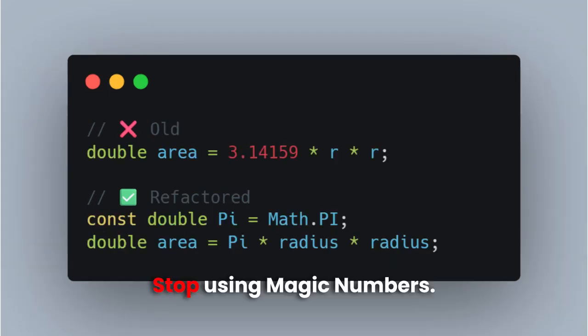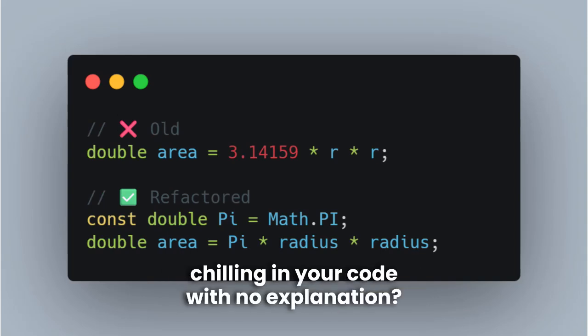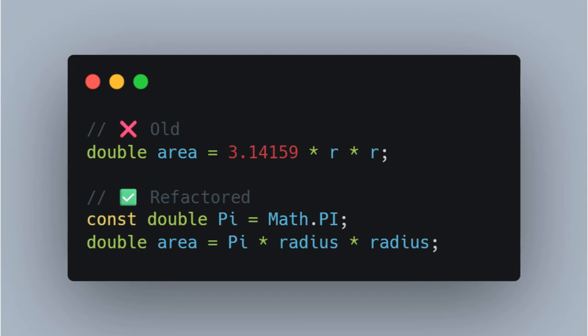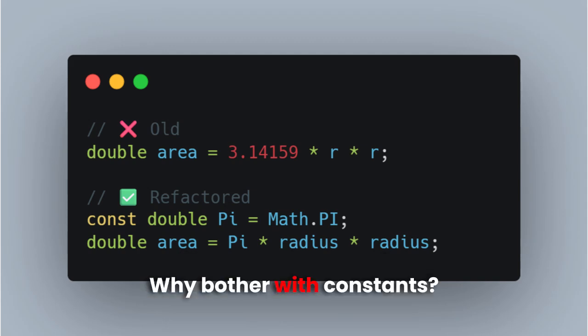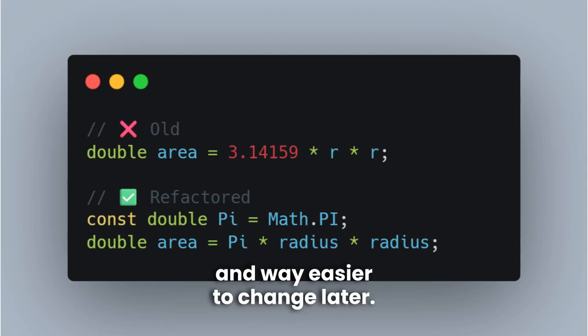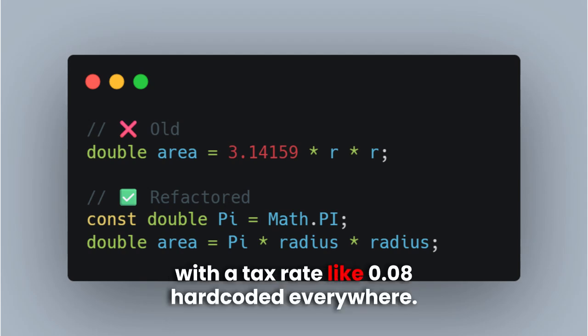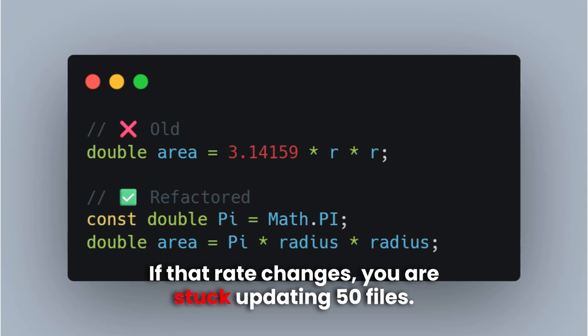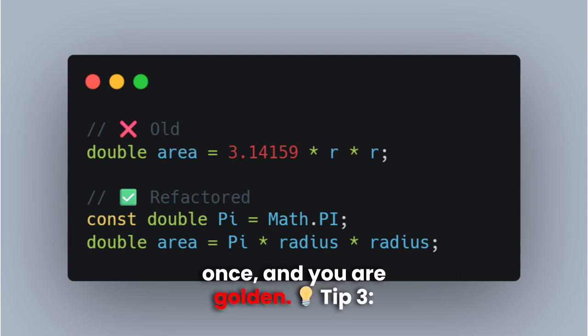Tip 2. Stop using magic numbers. You know, those random numbers just chilling in your code with no explanation? Yeah, those are trouble. They make your code confusing and a pain to update. Why bother with constants? They make your code easier to read and way easier to change later. Imagine you're working on an e-commerce app with a tax rate like 0.08 hard-coded everywhere. If that rate changes, you are stuck updating 50 files. With a constant, you change it once and you are golden.